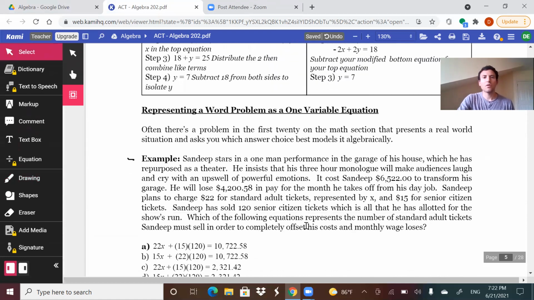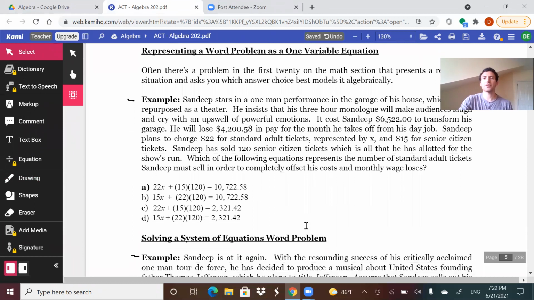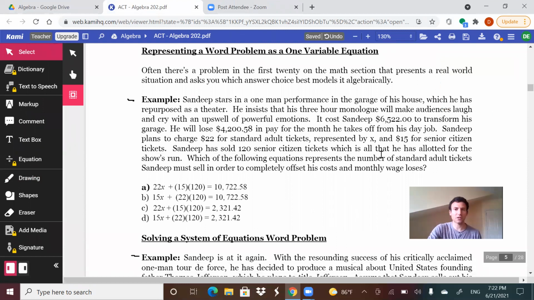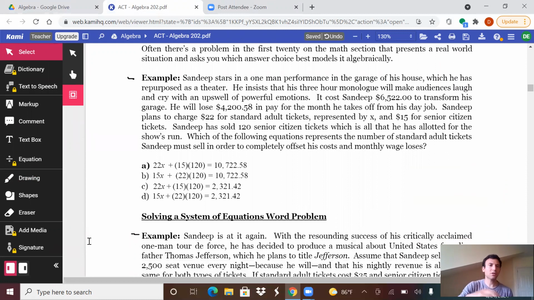So then, we'll do that with a word problem in a minute. But here's what you may see on the test: you may see almost a long paragraph, and you have to put the pieces together for an algebra word problem. So let's look at this example.